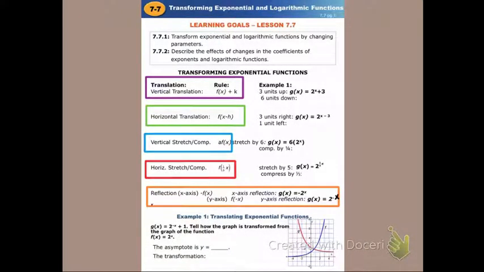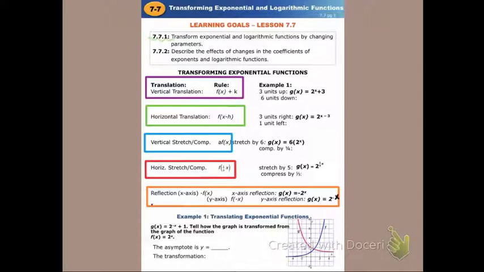Lesson 7.7 is entitled Transforming Exponential and Logarithmic Functions, and the lesson will require the use of the graphing calculator. So if you don't have yours handy, please pause the video now and go get it. Okay, now that we have our calculator all set, let's take a look at the learning goals.